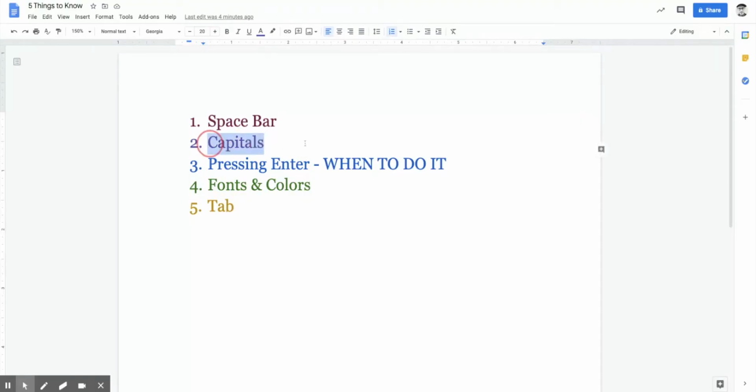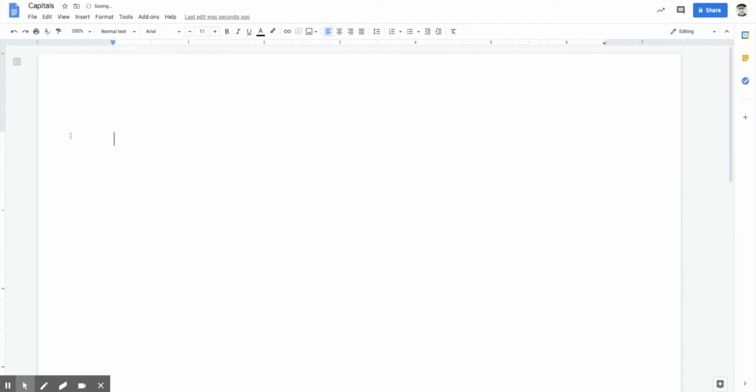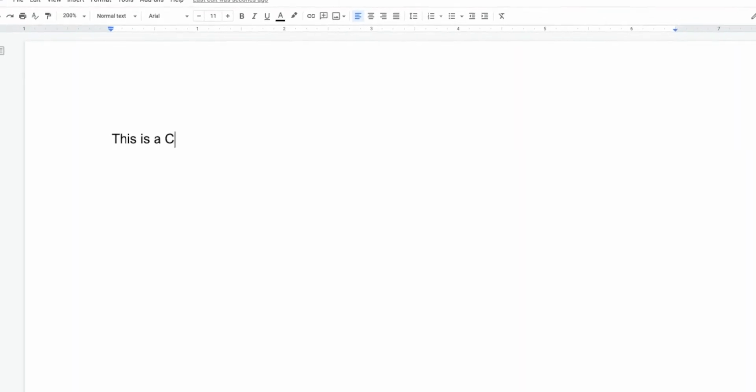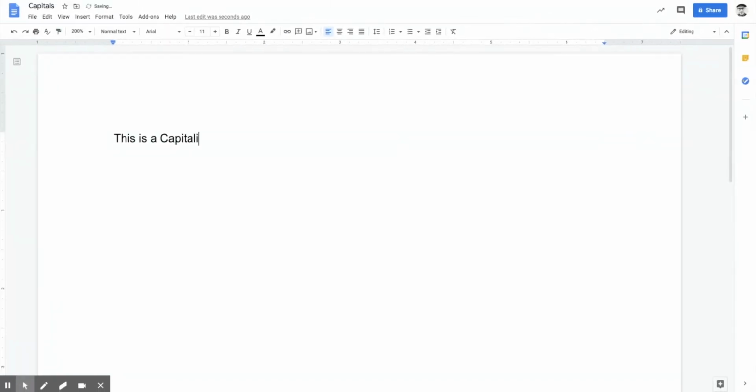All right, number 2 is capitals. So we're talking about capital letters. So this means that you have to use the shift key. You hold down shift and then you press the letter. This is a capitalized word. So see how I did that? All capitals.